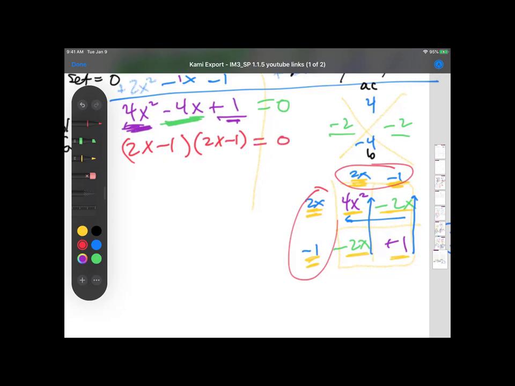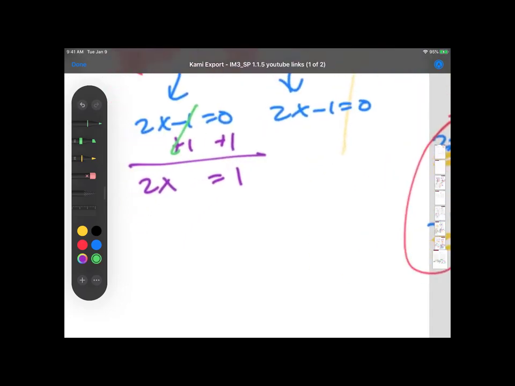Okay, we just factored. You can use the zero product rule here. You're going to set each of those equal to 0. And what's the point of doing the same problem twice? We could just do it once. Add 1. Remember that is equal to 0. And then divide by 2, and you get x equals 1/2.